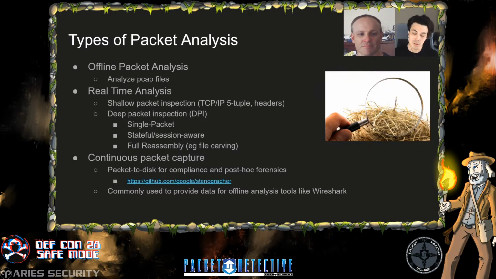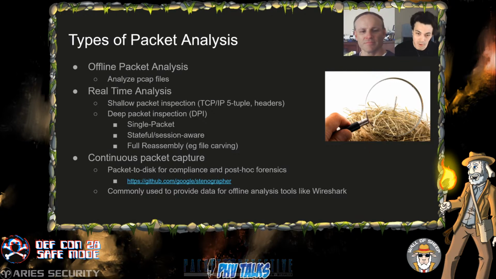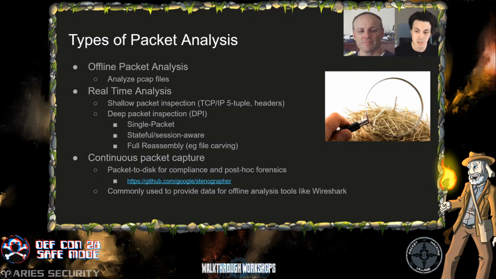But then it gets more interesting once you start getting into deep packet inspection, where you're actually looking at the application payload. You're looking at L5, L6, L7, and especially when you start becoming session aware. So if you've used Snort, Suricata, or Zeek, once you have something that can tell you when a connection has actually been established, and even getting to the point where you can do full reassembly, as in the case of doing file extraction from whether it's HTTP or SMB, pick your poison.